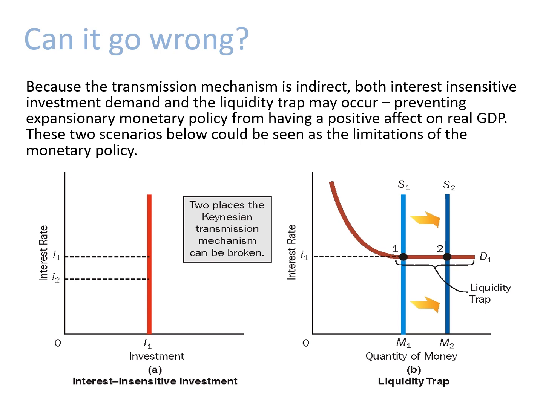Limitations of the monetary policy. These two scenarios below could be seen as the limitation of monetary policy. Investment is not always responsive to the interest rate. So when investment is completely insensitive to the change in interest rate, the investment demand curve is vertical.